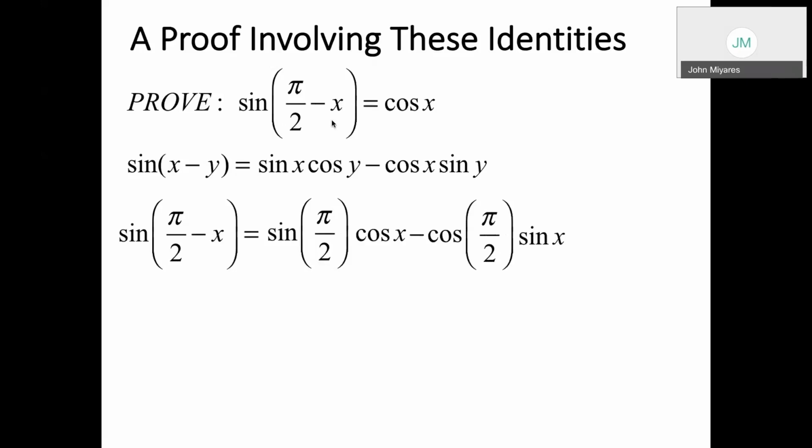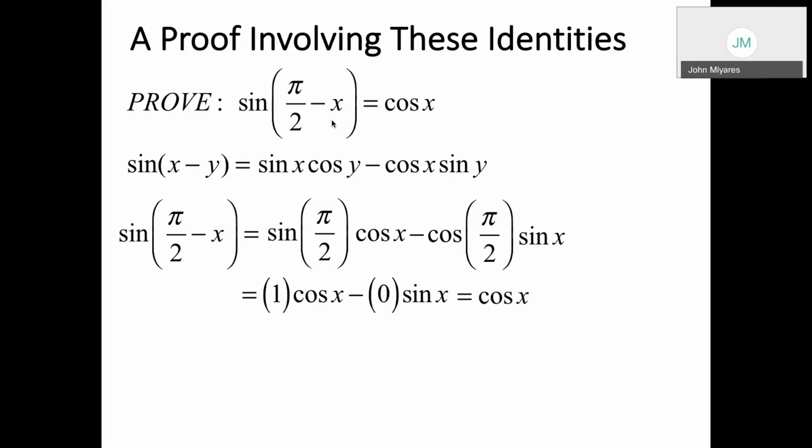The advantage we have here is that pi over 2, or 90 degrees, is a mad-minute angle, and you should have memorized those values by now. The sine of pi over 2 is 1, and the cosine of pi over 2 is 0. So that leaves us with 1 times the cosine of x minus 0 times the sine of x. Since 0 times anything is 0, this will simplify to be just the cosine of x.